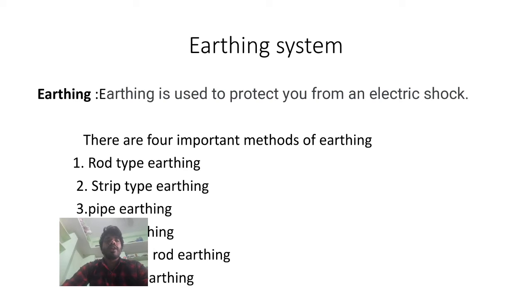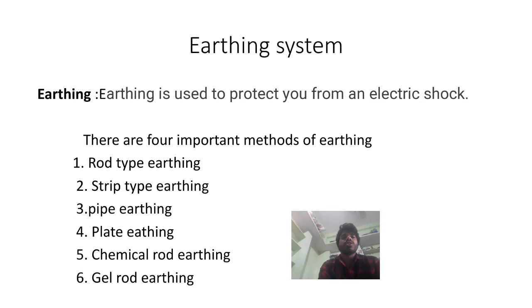There are 4 important methods of earthing system. Actually, there are 6 types of earthing systems: rod type earthing, strip type earthing, pipe earthing, plate earthing, chemical earthing, and the last one, gel rod earthing. Mainly we use rod type earthing, strip type earthing, pipe earthing, and plate earthing. These 4 are the main important methods of earthing system.